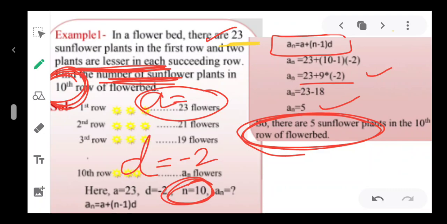Okay, it's very simple, very easy. We just have to practice.